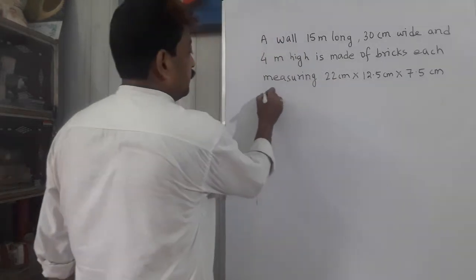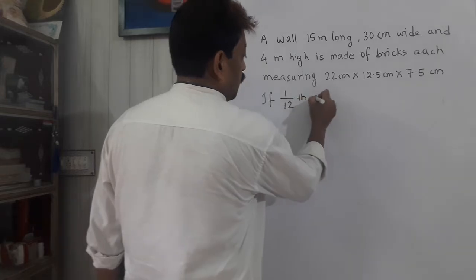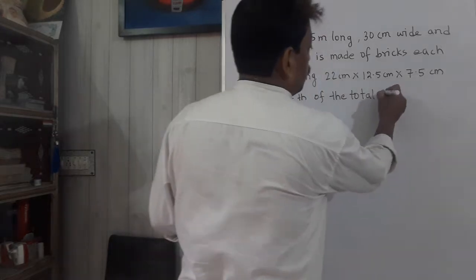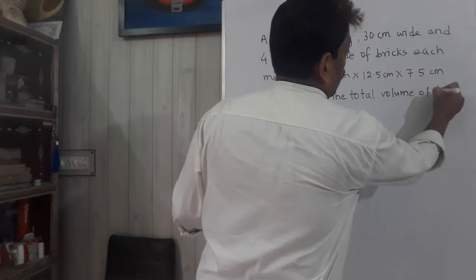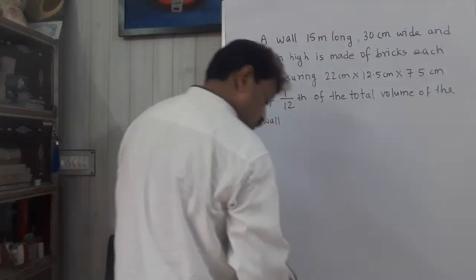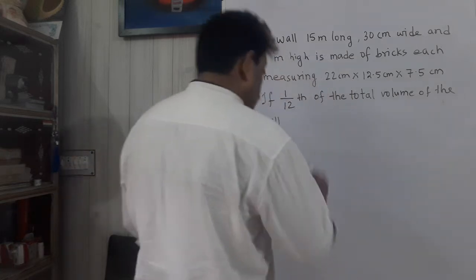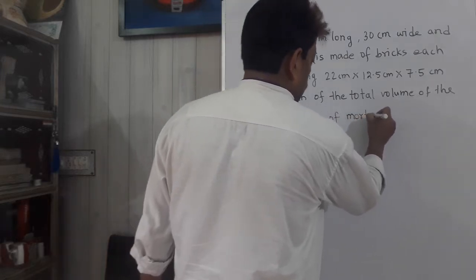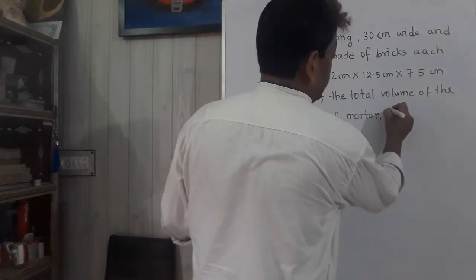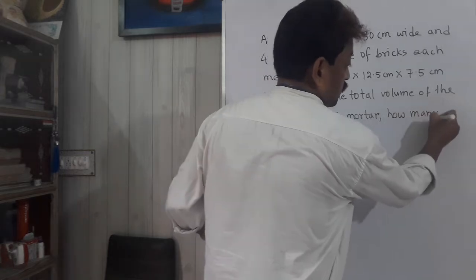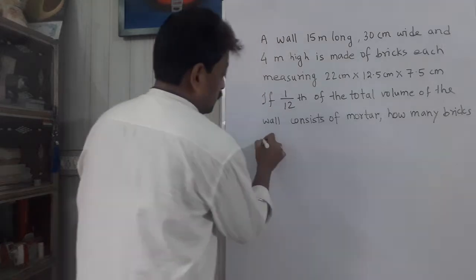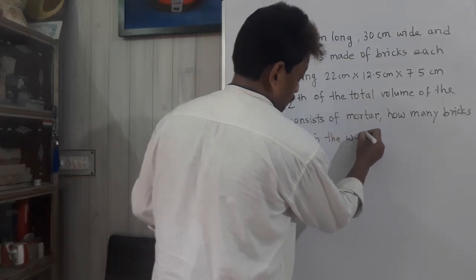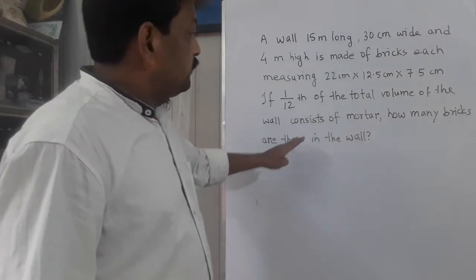Now, if 1/12 of the total volume of the wall consists of mortar, how many bricks are there in the wall? Hope you have understood the question.